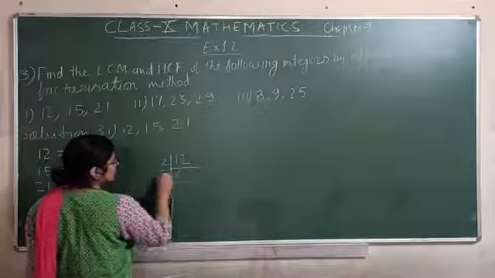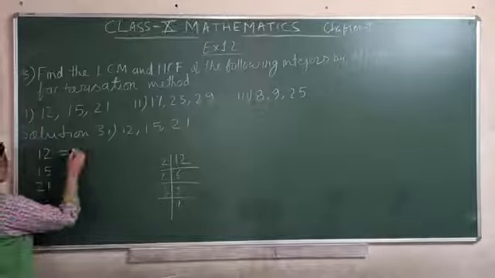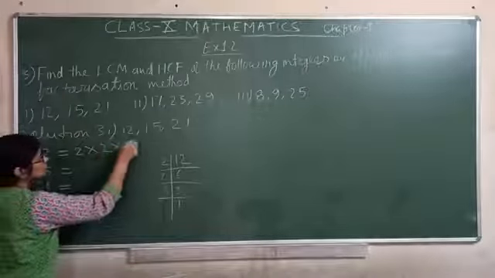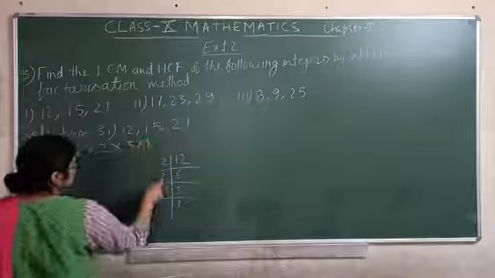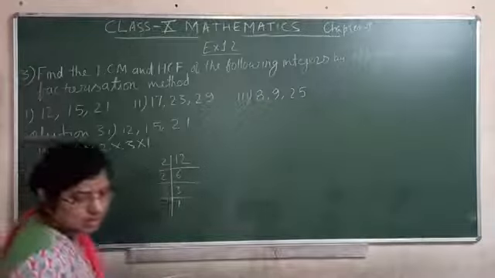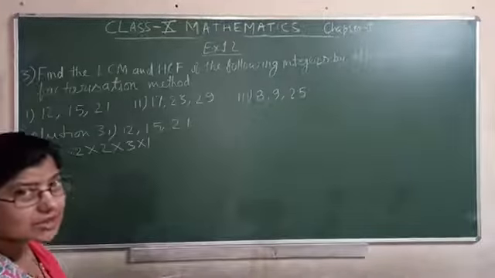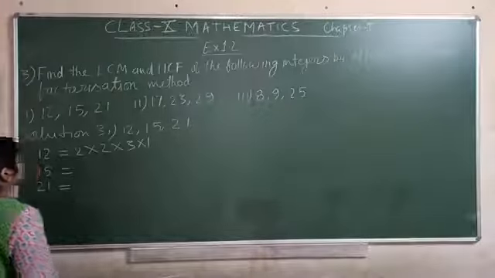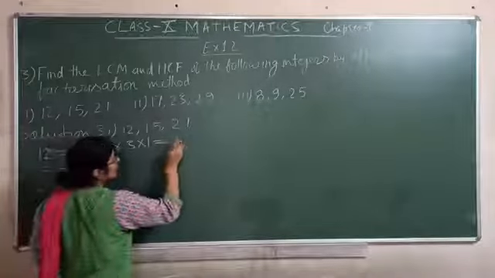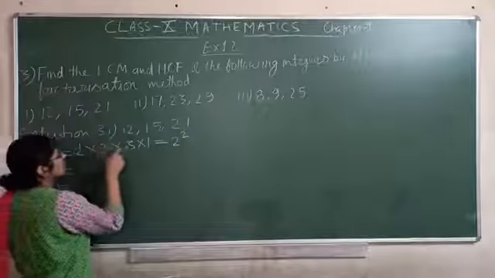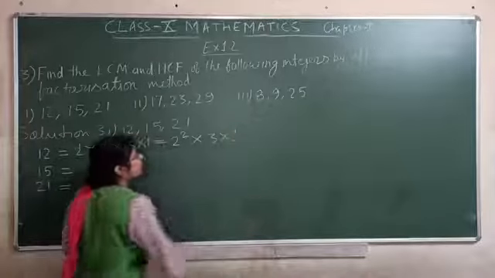2 sixes are 12, 2 threes are 6, 3 ones are 3. So you can write 2 into 2 into 3. You can write 1 also: 2 into 2 into 3 into 1. You know that 1 is a factor of all the numbers. Now we will write this in terms of power: 2 squared, 3 with single power, into 1.